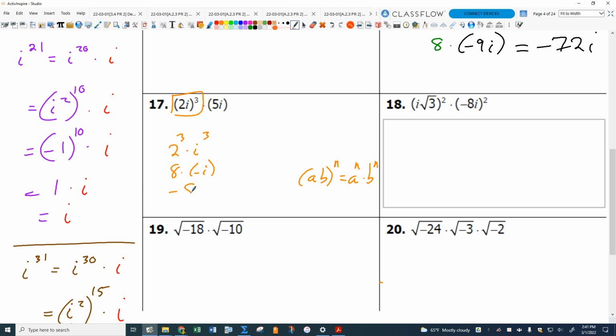So that's just giving me negative 8I times 5I. So what's that going to give me? I get negative 40I squared, which becomes 40, right? Everybody see that? The I squared is going to change that back to a positive. Okay, give me 1 to 5. How we doing? Okay.